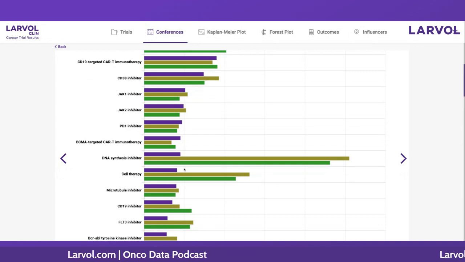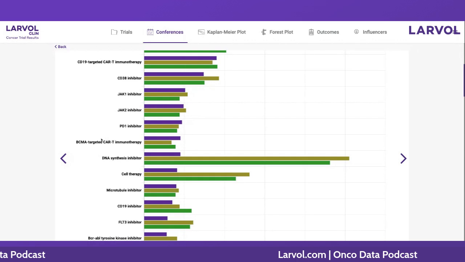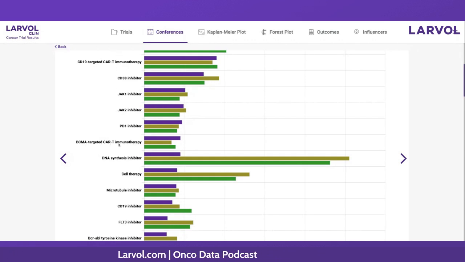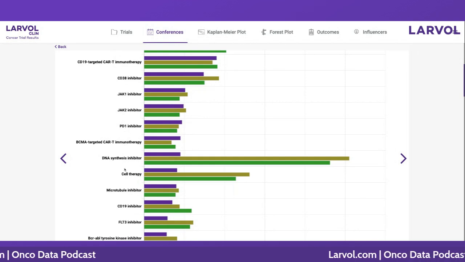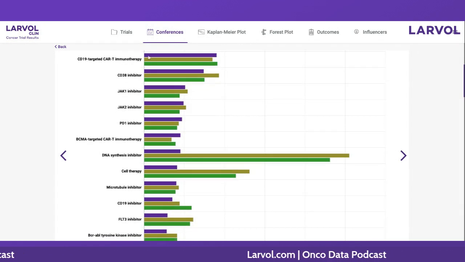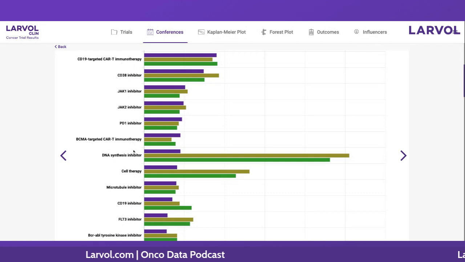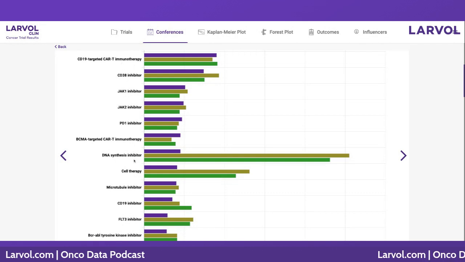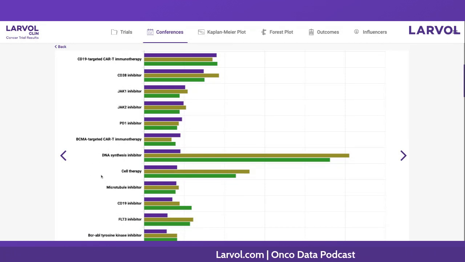So cell therapy would include the CAR T, I assume, right? Could, although we have some more specific CAR Ts above. Okay, so perhaps there's a bit of an overlap in our vocabulary. That's right, there's a bunch of CAR Ts. Maybe it's a categorization issue. That might be a good thing to check with the team, whether cell therapy includes the other CAR Ts.